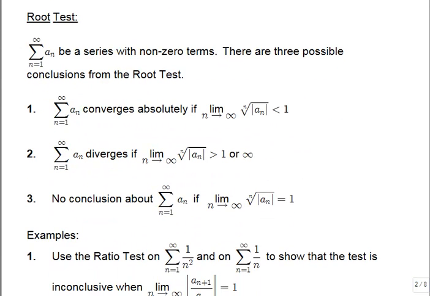The root test has very similar conclusions. So suppose that you have the series from 1 to infinity of a sub n, which is a series with non-zero terms. The three conclusions that you get from the root test is that the series converges absolutely if the limit as n goes to infinity of the nth root of the absolute value of the nth term is less than 1. The series diverges if the limit of the nth root of the absolute value of the nth term is greater than 1 or infinity, and no conclusion can be made if the limit is equal to 1.